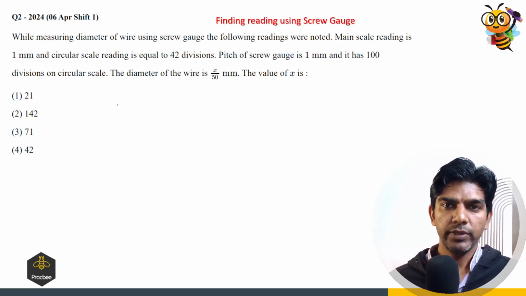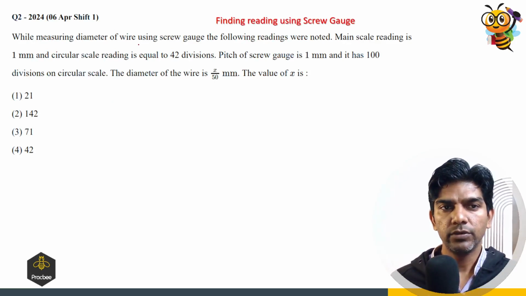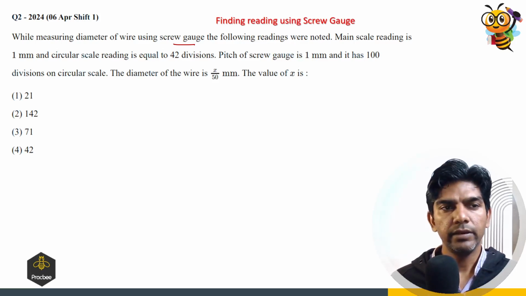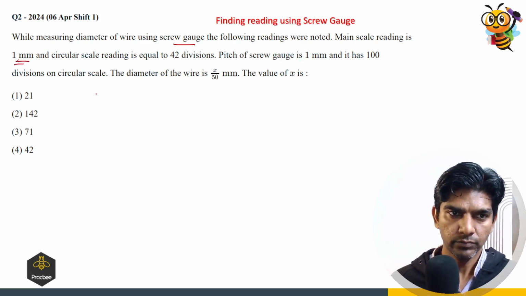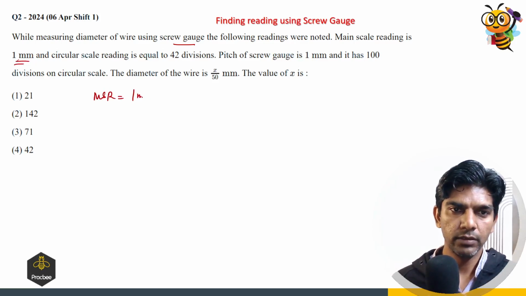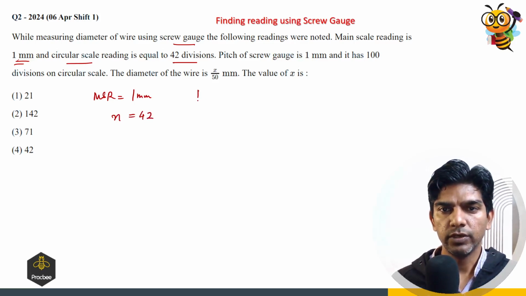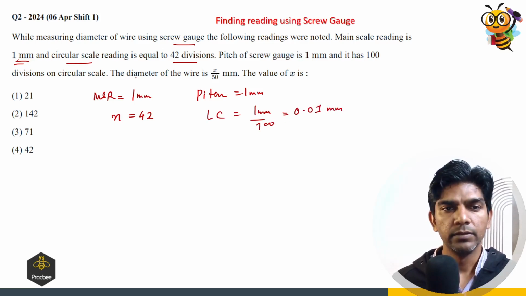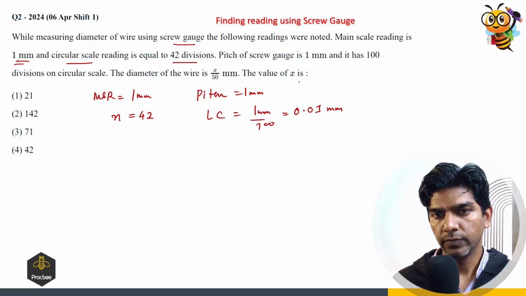Now let us see this question based on the same problem type. While measuring the diameter of wire using screw gauge, the following readings were noted. Main scale reading is 1 millimeter. Circular scale reading is equal to 42 divisions. So n is given as 42. Pitch is given as 1 millimeter. 100 divisions on the circular scale, so least count will be 1 millimeter divided by 100, so that will be 0.01 millimeter. The diameter of the wire is x by 50 millimeter, find the value of x.